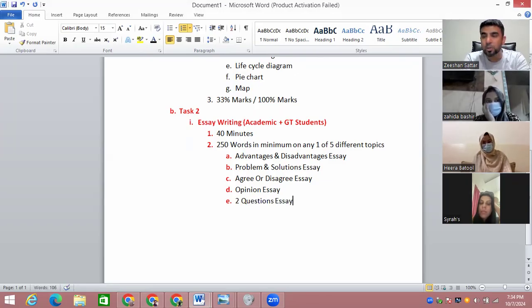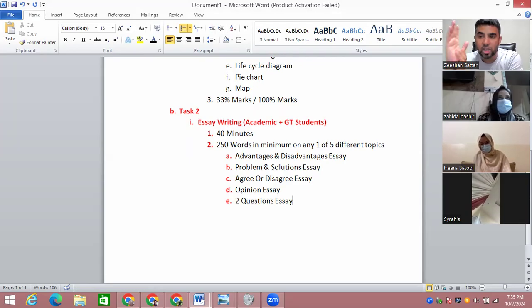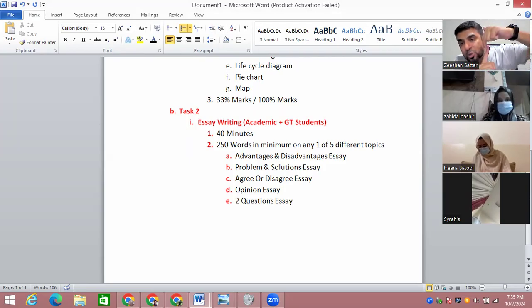What do you mean by the two questions essay? For example, nowadays a lot of people are migrating from the rural areas to urban areas. What can be the reason behind this migration? It is question number one. What should the government do in the rural areas to control this migration? So it is the second question.